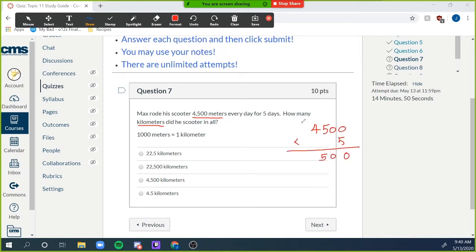That's going to be 22,500. And now we're going to go ahead, this is 22,500 meters. We're going to go ahead and convert that to kilometers. So King Henry died by drinking chunky meat. Meters, that's the base, and they want us to go to kilometers. So that's 1, 2, 3. We're going to move our decimal 3 times to the left. So it's going to go 1, 2, 3. So Max scootered 22.5 kilometers in 5 days.